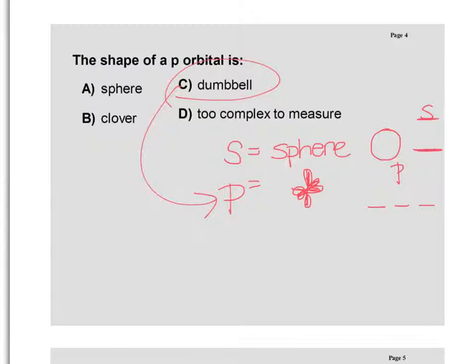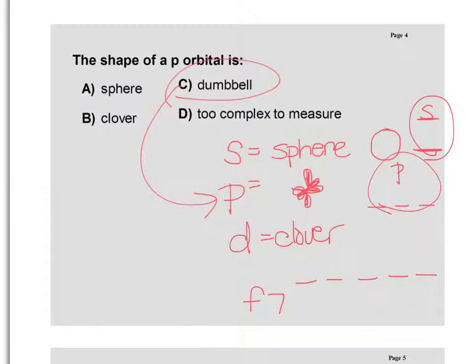The clover is actually D. It's actually considered a clover shape if you were to look it up, but bottom line is there are 5 ways you can draw it. So there are 5 D orbitals, and then F had 7. And they always just say it's complex. Honestly, I've only ever really seen people ask about the shape of S and P. Beyond that, it gets complex.